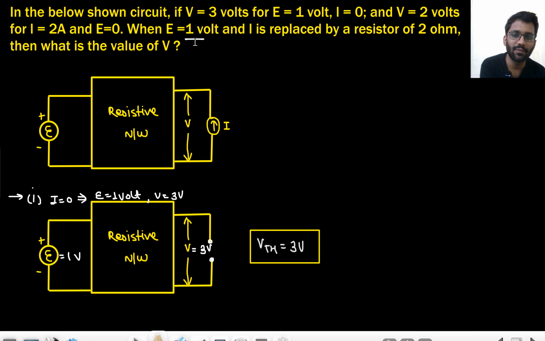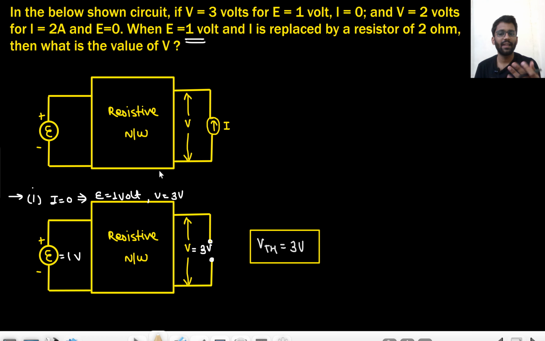Now tell me why this information was necessary here. That when E is equal to 1 volt and I is replaced by a resistance of 2 ohm. So why are they giving me E equals to 1 volt? Why is it necessary to give?